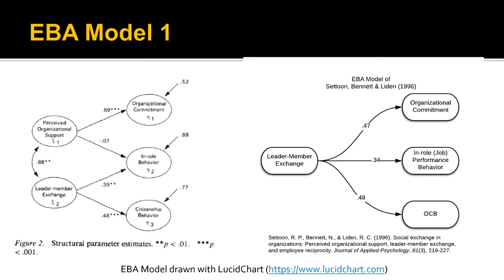On the right side of the slide is Model 1. Model 1 was produced by eliminating all the insubstantial effects that were found in the paper's model, shown on the left. You can draw these models using a free online tool called Lucidchart.